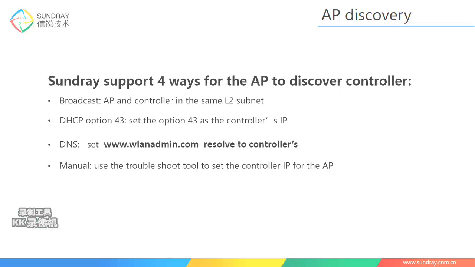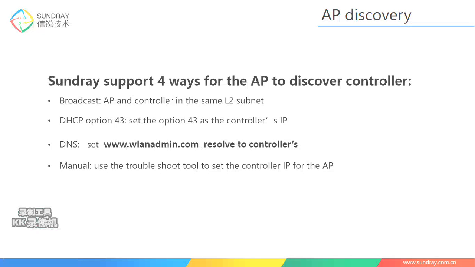So we have to set the DHCP option 43 in a DHCP server. This is when we use the existing DHCP server in the network, like the layer 3 switch, or a separate DHCP server in the network. So we can set the DHCP option 43, and also we can set DNS, setting a domain name, WLAN-admin.com, to the controller's IP address, and then we set the controller as a DNS proxy.